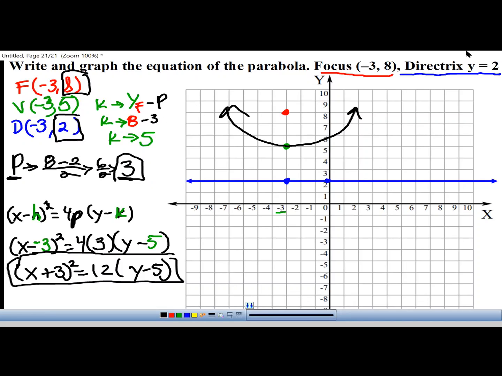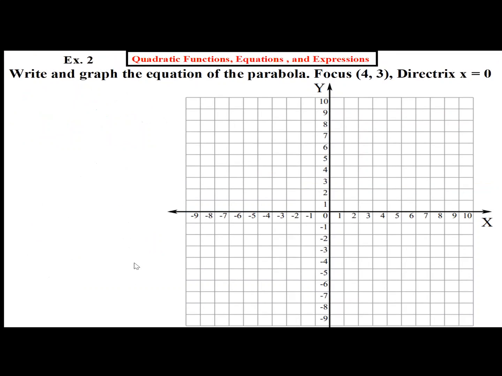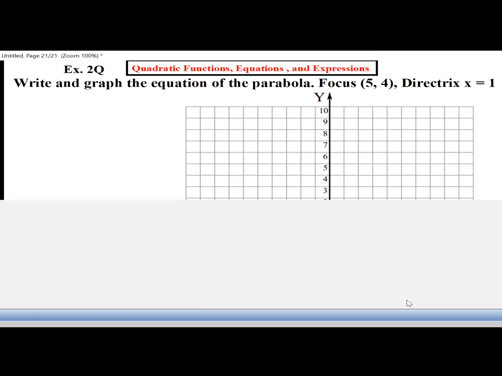All right, let's move on. Let's do one more. Copy this one, example 2Q. It says, write and graph the equation of a parabola, focus 5, 4, and directrix x equals 1. We're going to do this one together. This is our last one.